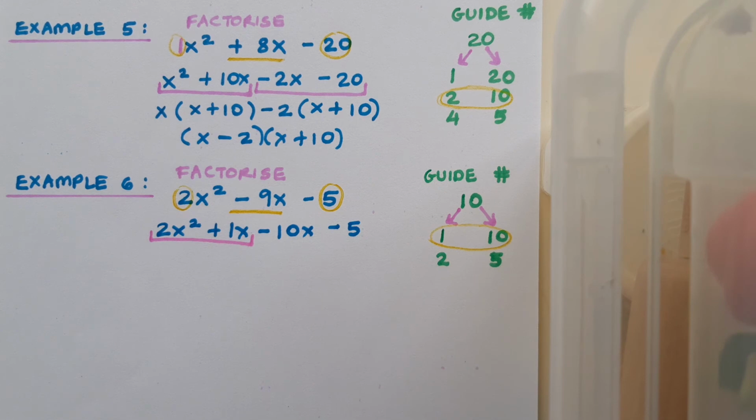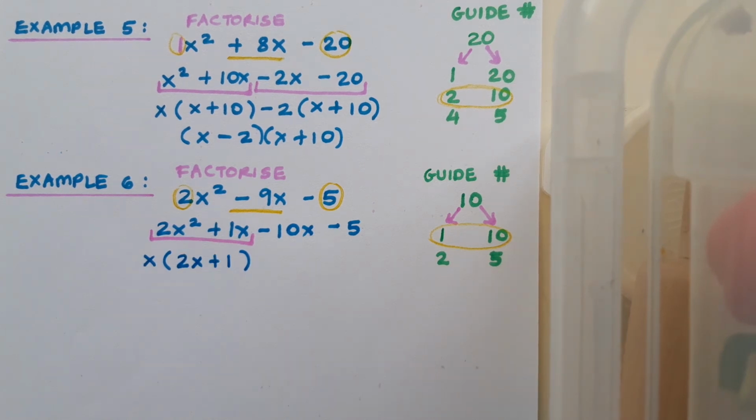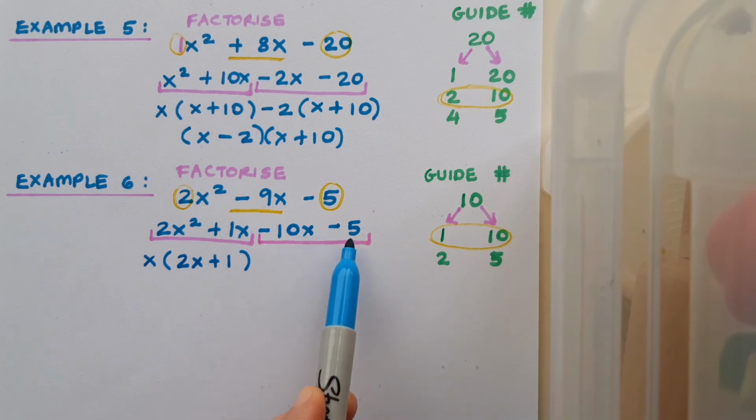What can I factorise from these first two terms? I can factorise out x, and what should remain in the bracket? So the bracket should hold 2x plus 1. And again, now I want to factorise these last two terms. And I just want to be aware in the back of my head that I want to end up with a bracket of 2x plus 1 here at the end. So what could I factorise out of these two terms to get 2x plus 1?